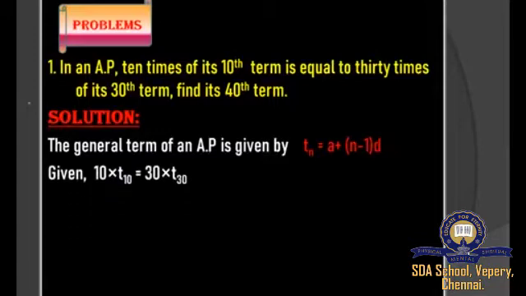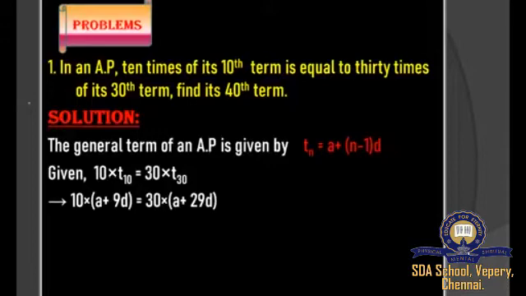So what is given here? 10 times its 10th term, which is nothing but 10 into the 10th term. The 10th term will be denoted by T10. So 10 times its 10th term is nothing but 10 into T10, which is equal to 30 times its 30th term, so that will be 30 into T30. So can I write T10 as a plus 9d? If you have any doubts regarding this, you can move on to your next video and you can refer to your previous video also. So in place of T10, I'm just going to replace a plus 9d, because the 10th term of a sequence can be written as a plus 9d, right? And then the 30th term of a sequence will be a plus 29d.